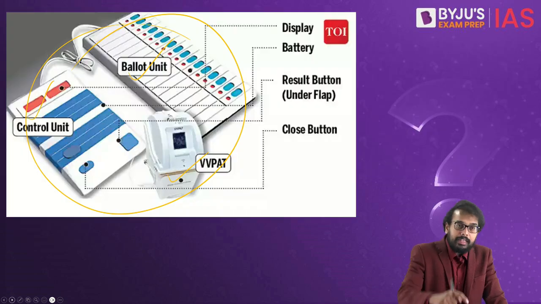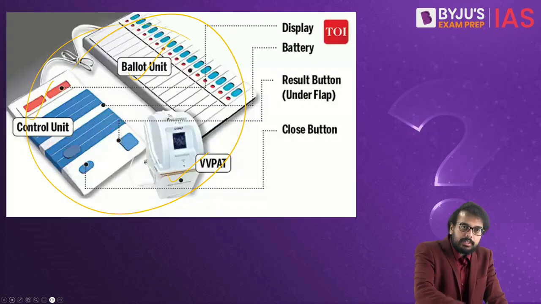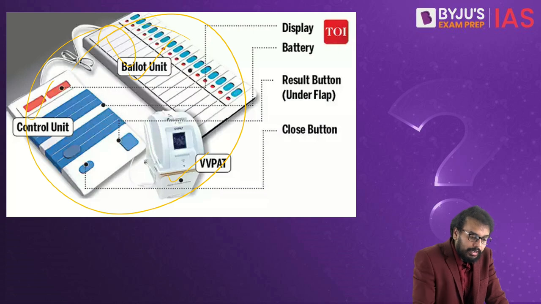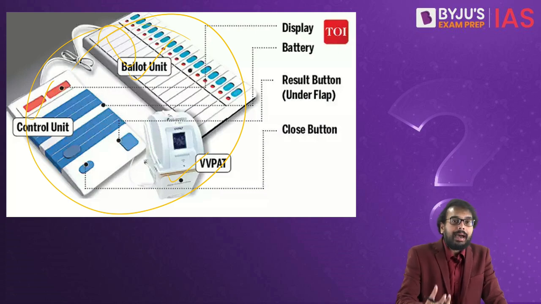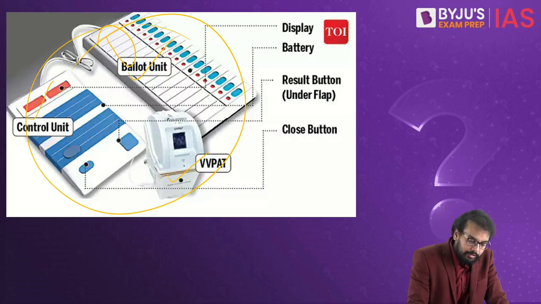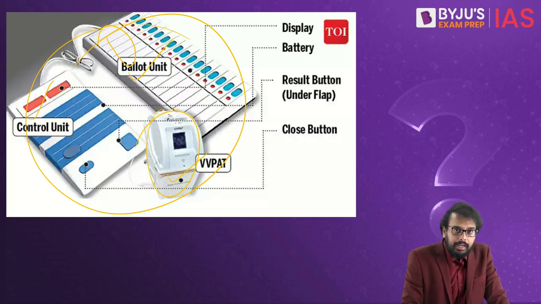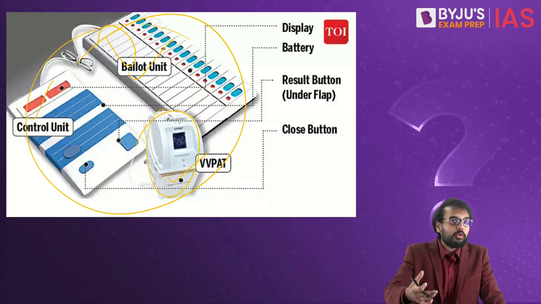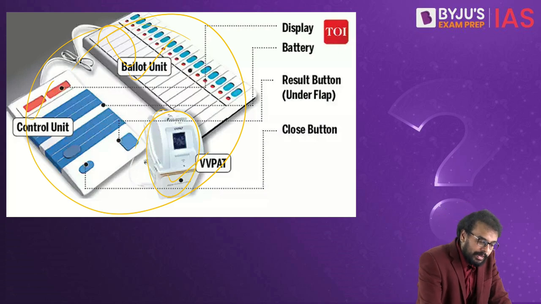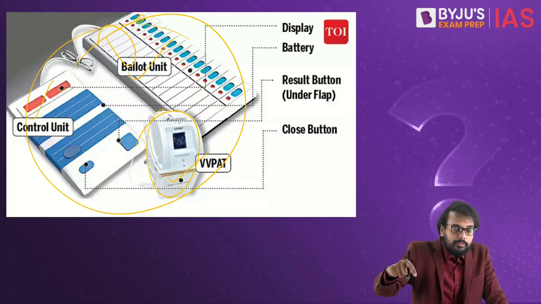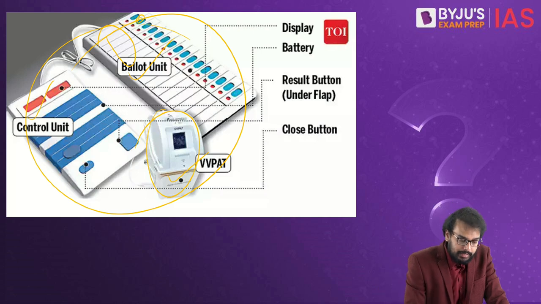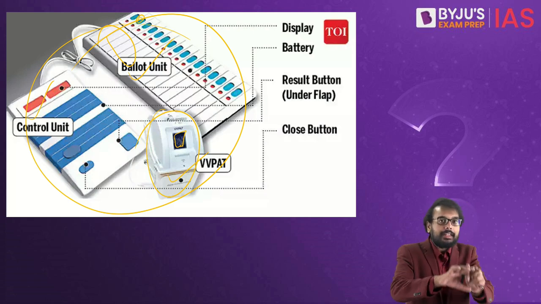Earlier, people used to just press the button in this ballot unit, and they were not sure whether the ballot unit accounted their vote or not. So the Election Commission introduced this VVPAT. What is this VVPAT? This VVPAT is a machine that prints whichever party button you press. That slip would be printed and displayed, and you cannot take that slip. It is inside a glass box.